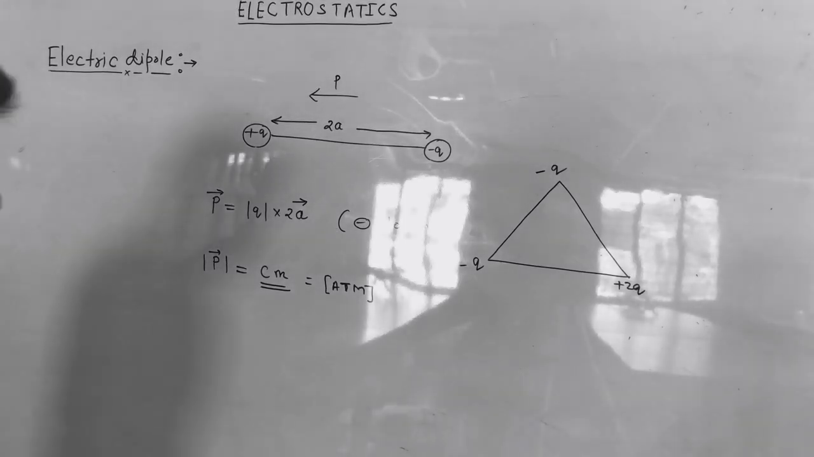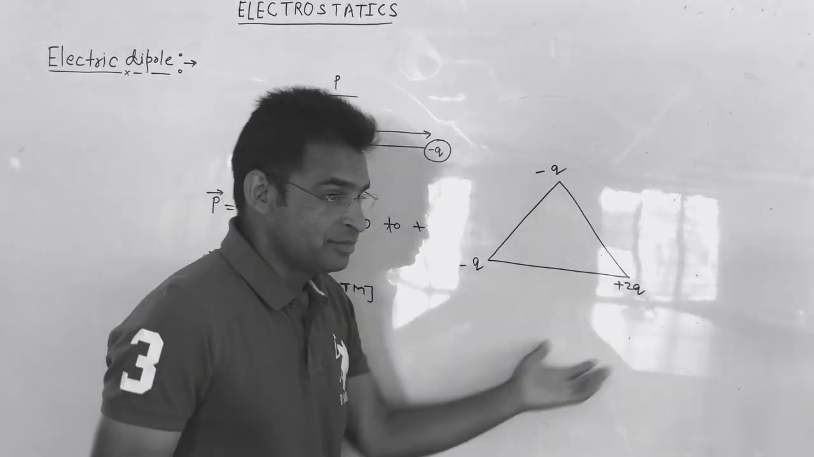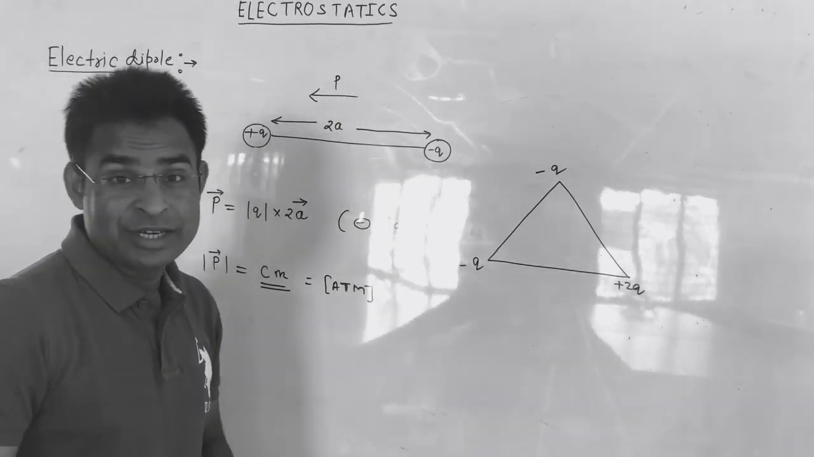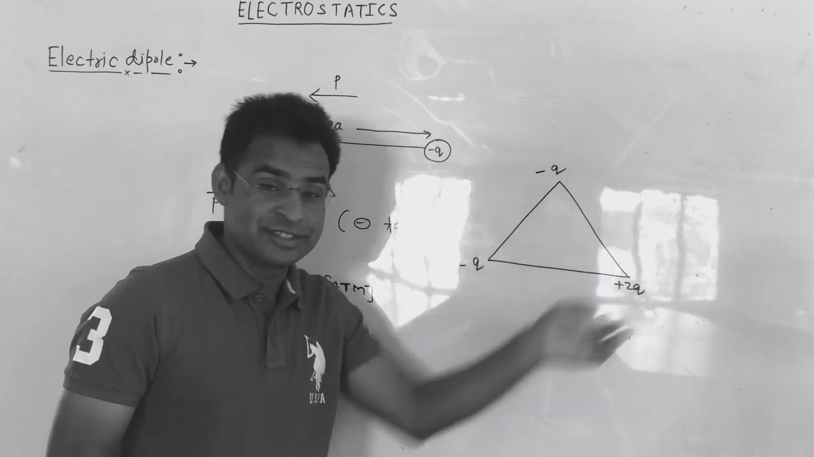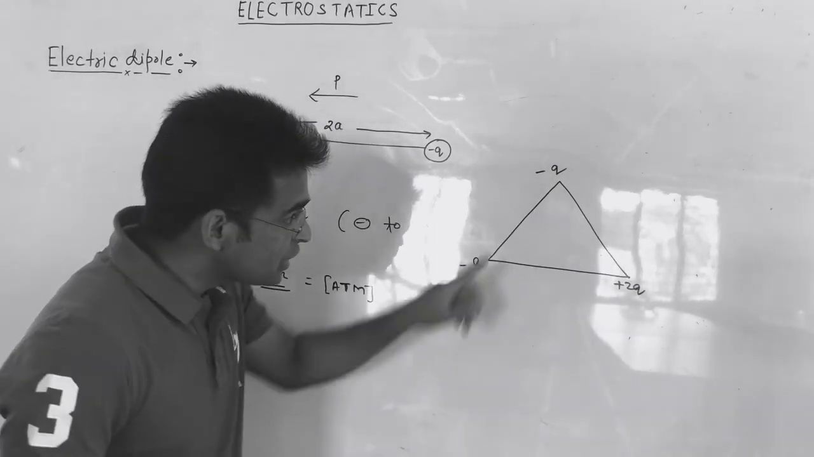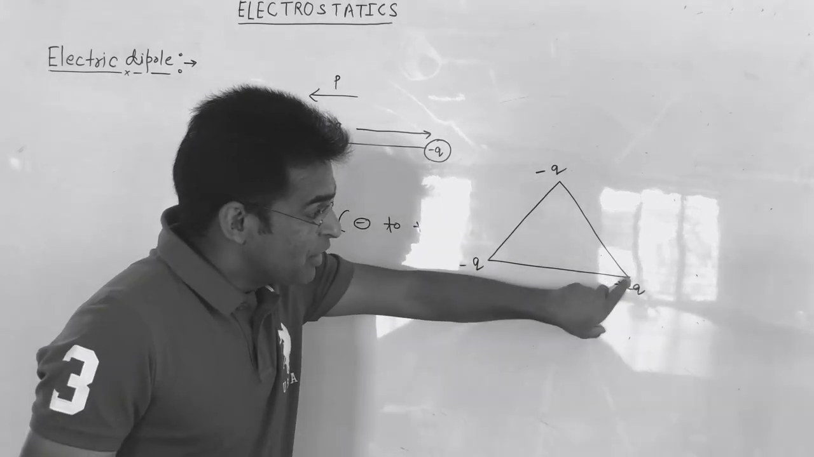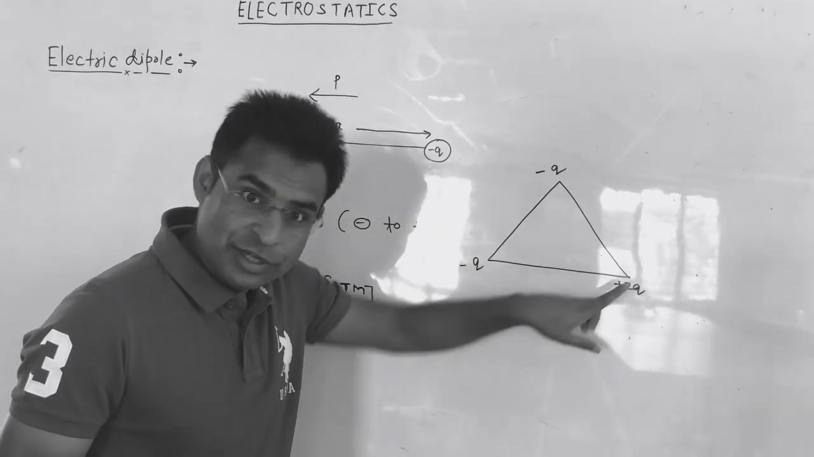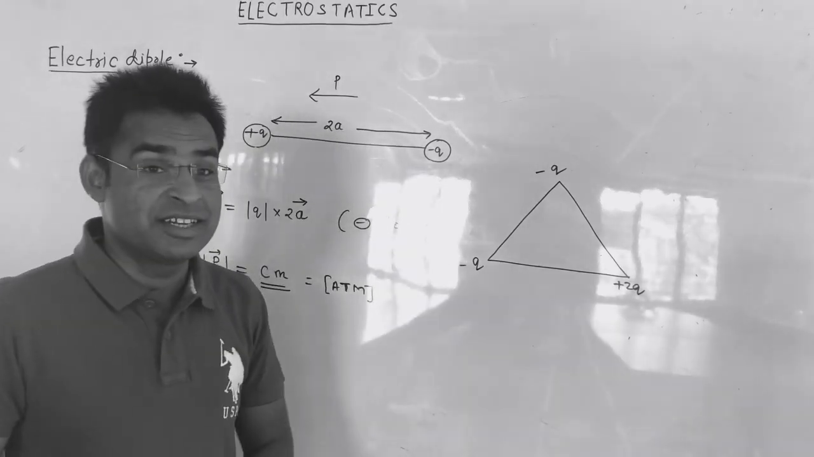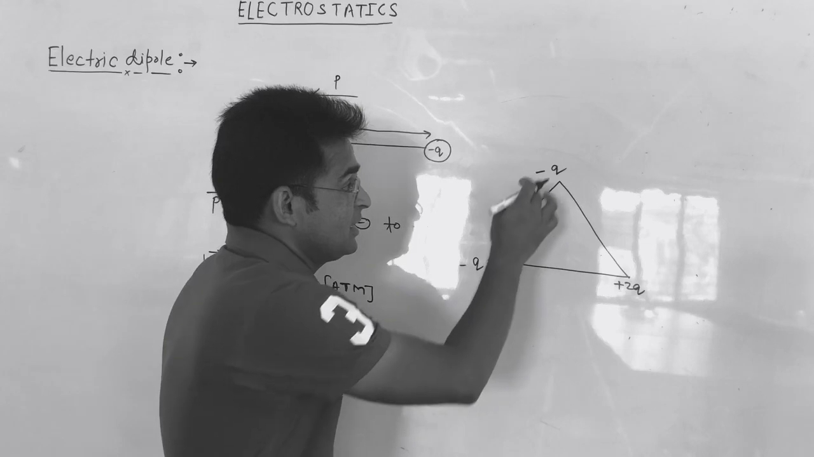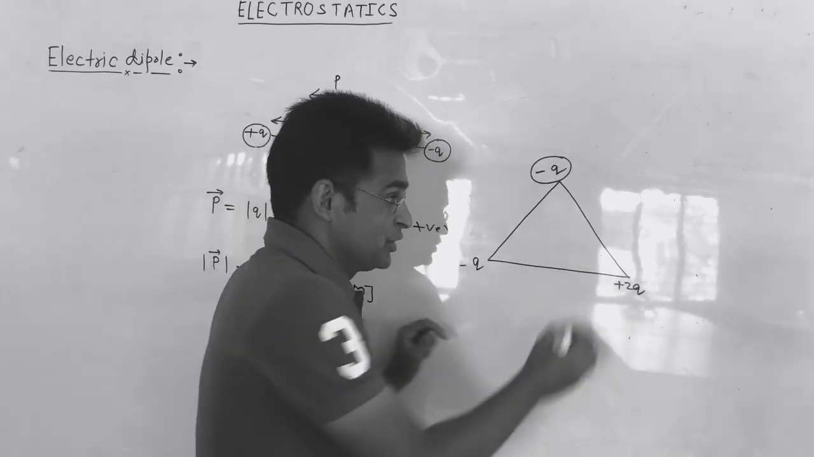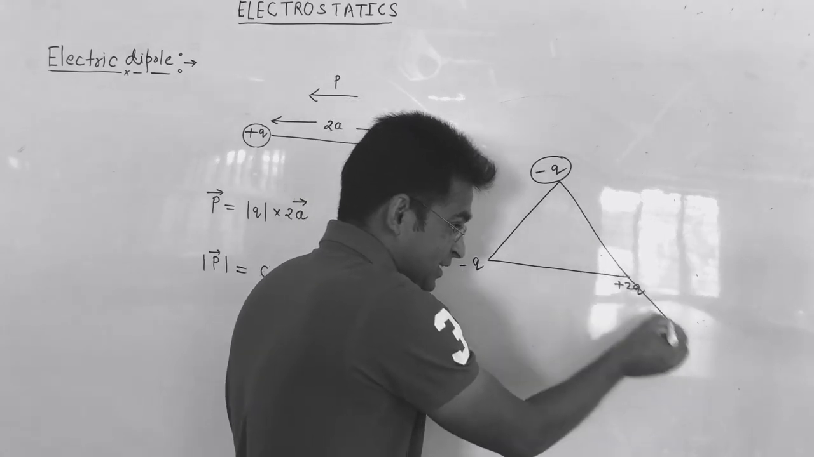Now I need to find the dipole moment of this system. See, I gave the definition: two charges separated by a small distance is called a dipole. But here there are not two charges, there are three charges. We can see how many dipoles this structure can make. This minus q can make one dipole with this plus q. Now the remaining plus q and this minus q make another dipole. So what will be the direction of the dipole moment of this minus q and plus q? Minus to plus, it will be like this. Let's say this is P1.